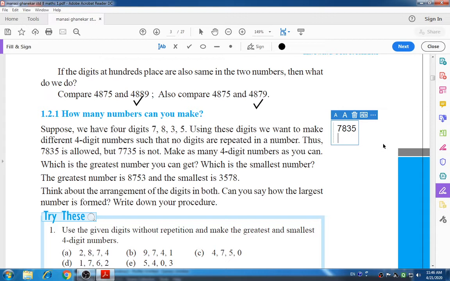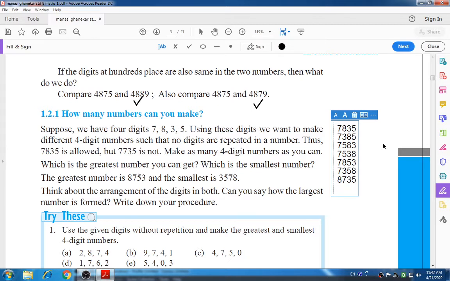7,385. Another one we can make: 7,583, again 7,538, 7,853, no, 7,358.